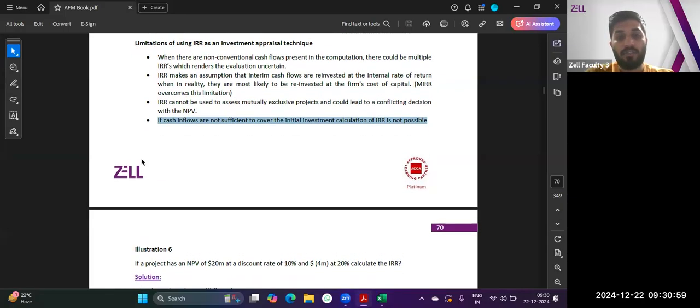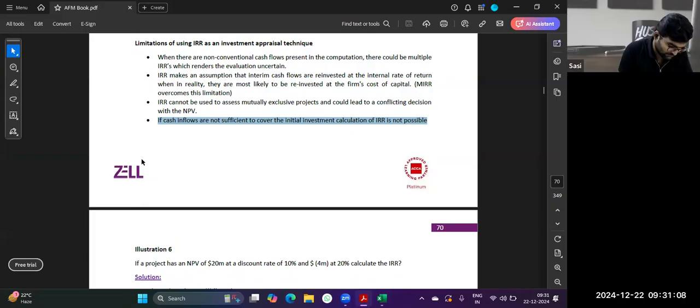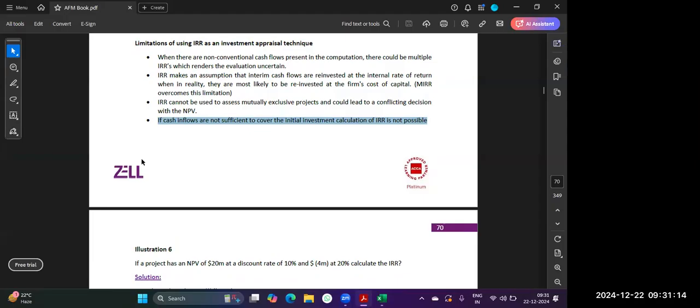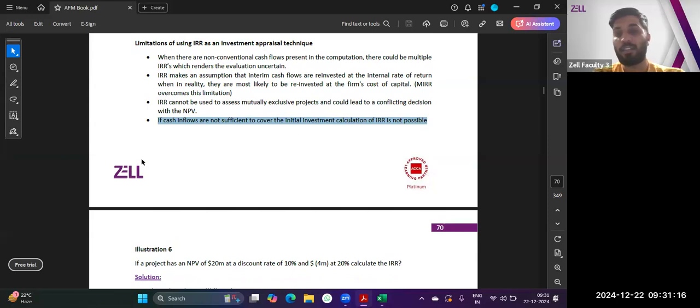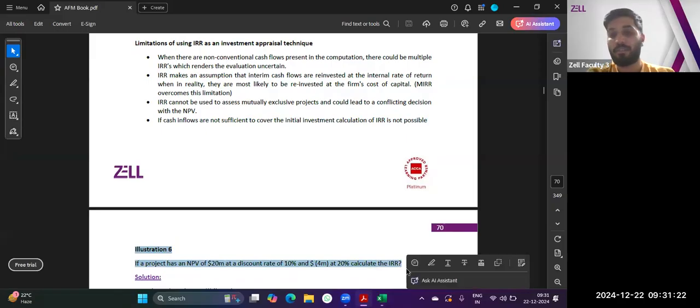Can you solve illustration 6 by yourself and tell me what is the percentage you are getting? So can you scroll down? It is the question over here. I will not scroll right now because there's a solution I don't want you guys to see. This is just a one-liner question.